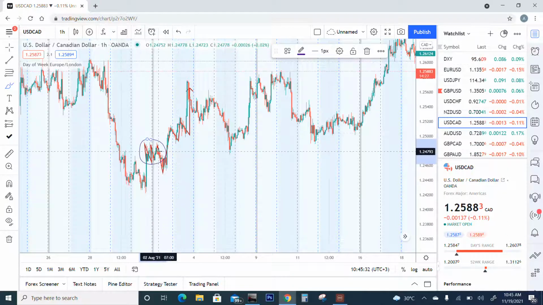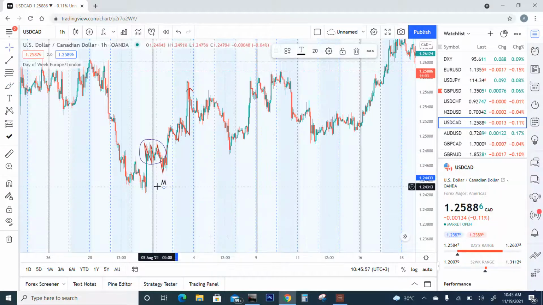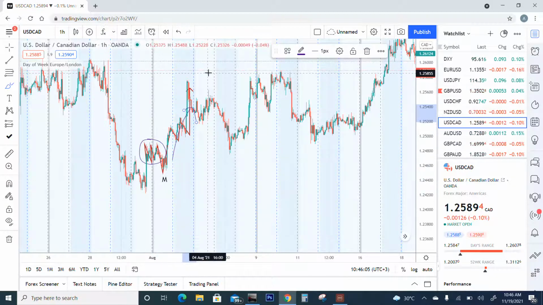But for those buyers who know this kind of market structure, the stop loss will be below this low. So when the market comes down here, manipulation. After the manipulation, let me write an M here. The market expands up, expansion to the upside. You have accumulation, manipulation, expansion to the upside.